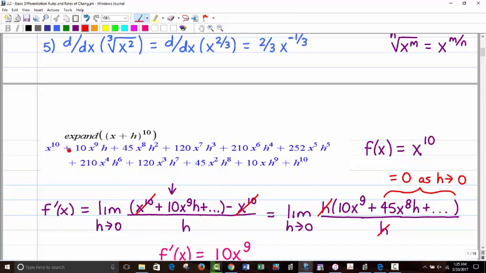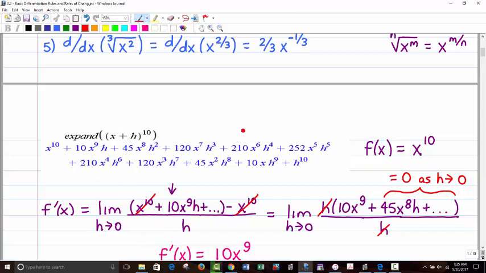But anyway, you see it's x to the 10th plus 10x to the 9th h plus blah, blah, blah, all the way down to here, and then minus x to the 10th. It's very important that any term without an h in it needs to cancel. So the x to the 10th will cancel, and we're left with 10x to the 9th h plus a whole bunch of h's.